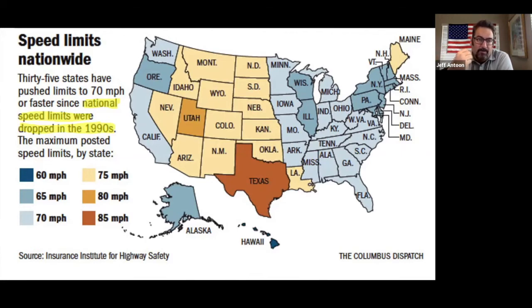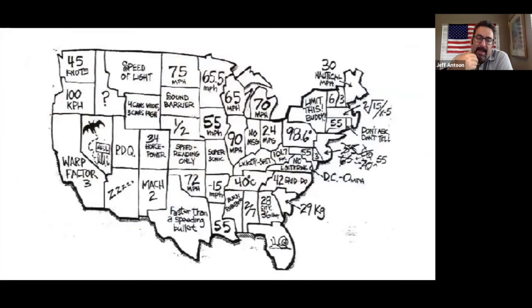But national speed limits were dropped in the 90s, and then each state got to pick. That's part of what federalism is. And I have a political cartoon to make fun of that back in the 90s where everybody had a different speed limit. Ours was faster than a speeding bullet. But again, you guys can see the different ones there. Some of my favorites were kilometers per hour, 98.6, 1/2. So again, I thought it was funny to see some of those.